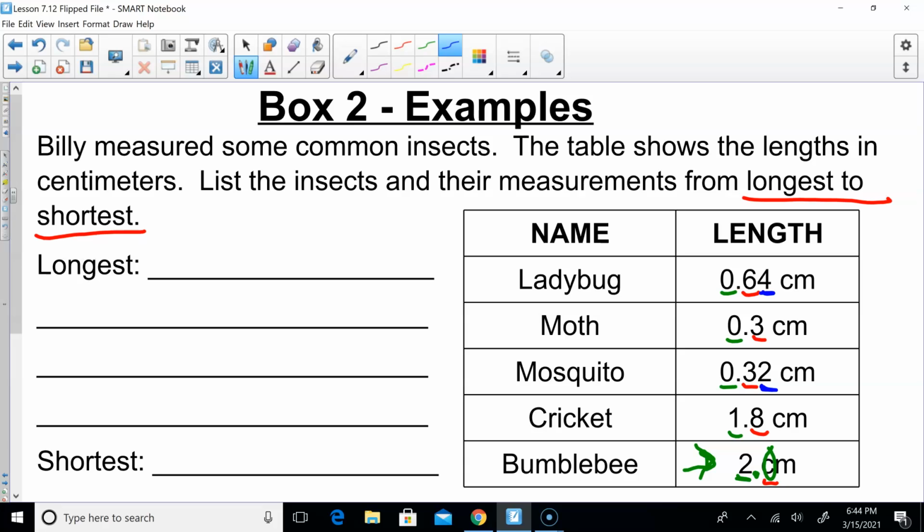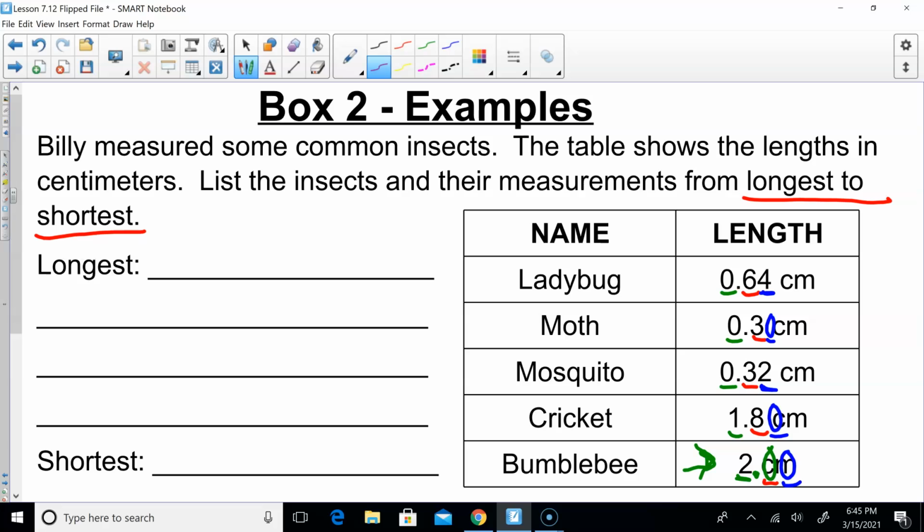Well, I know that I can add zeros to the end of decimals and they don't change them. So I can put a 0 here. That one has a 2, a 0 here, and a 0 there. And now all of my numbers have something in the hundredths. Now I can just look and list these from longest to shortest.